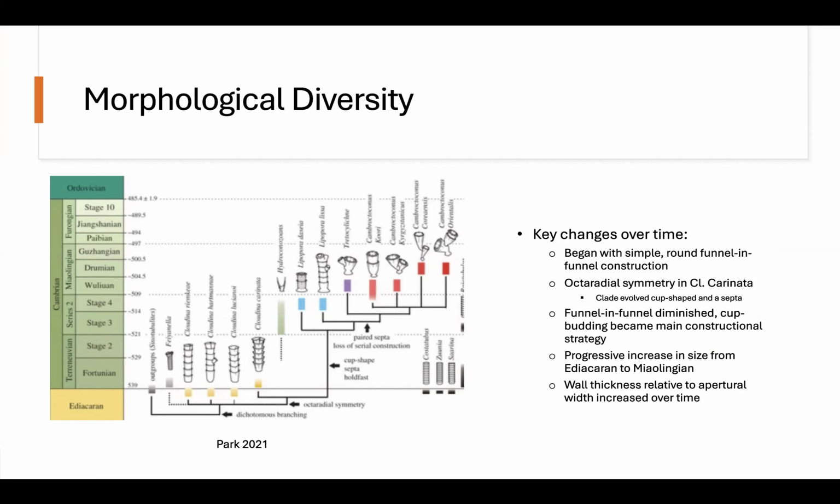There's a progressive increase in size from the Terreneuvian to the Miaolingian, and there's also a marked increase between the Ediacaran and the Terreneuvian, followed by a less prominent increase into the Cambrian Series 2, and another notable size increase from Series 2 to the Miaolingian. Later on, the wall thickness relative to the apertural width increased over time.